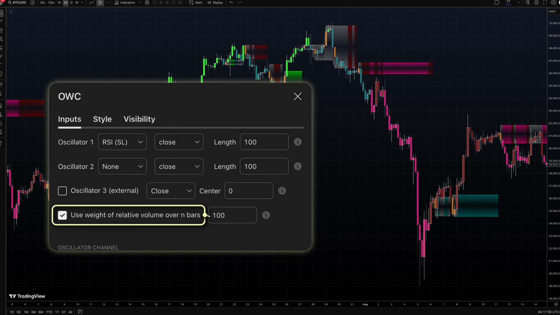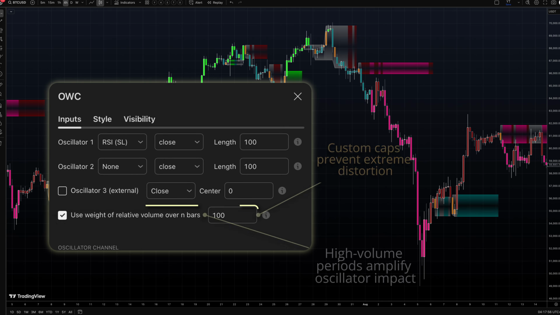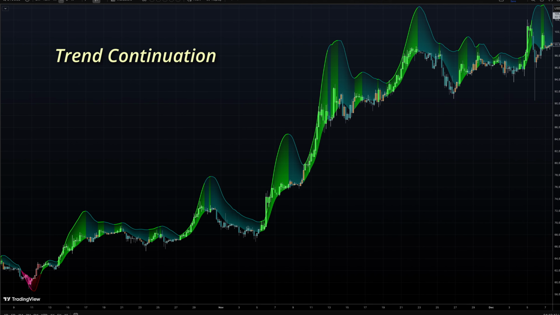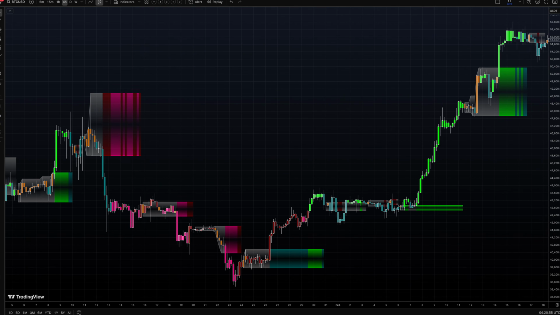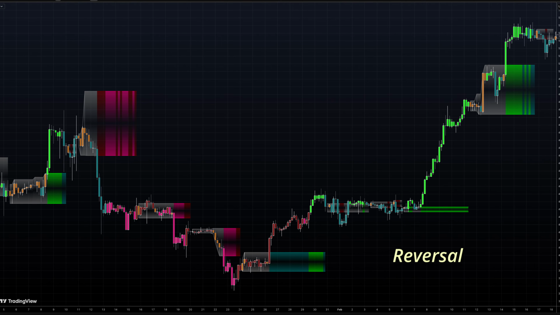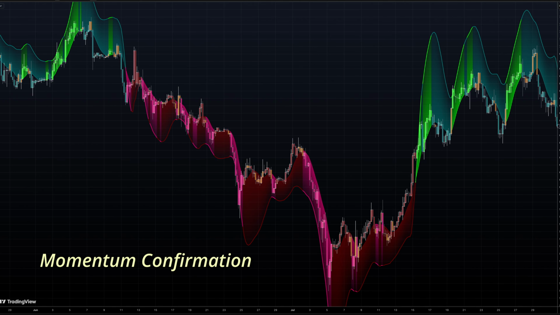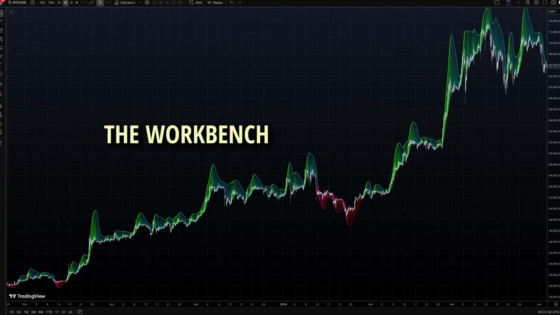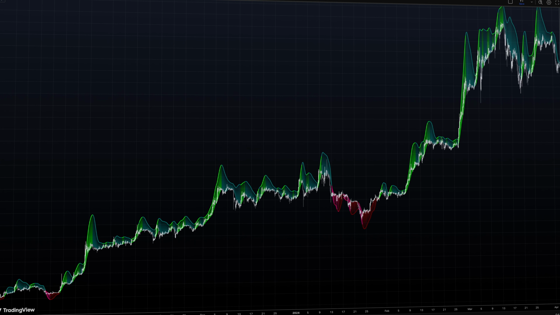Relative volume weighting adds another dimension by amplifying oscillator influence during high-volume periods, while customizable capping prevents extreme oscillator readings from distorting the visual scale. Strategy applications include trend continuation signals when both channels align in strong states, reversal identification through divergence channel formations, and momentum confirmation through oscillator channel transitions. The workbench supports various trading approaches, from scalping with short period settings to swing trading with longer lookbacks.